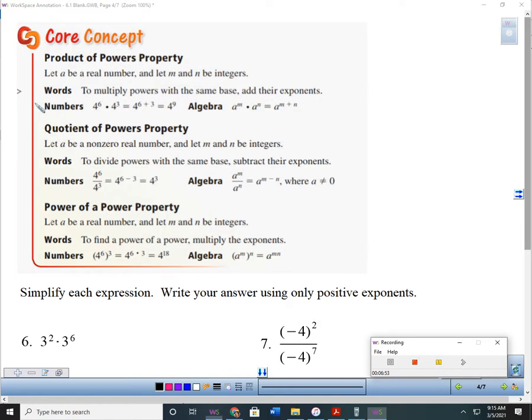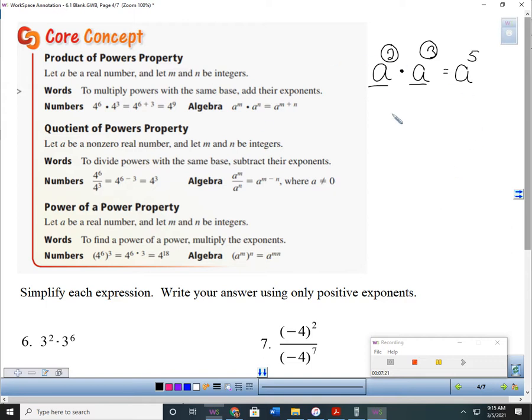So we have a few more properties to talk about. We have the product of powers property. That just says if I've got a to the second and I multiply that times a to the third, then I'm going to keep that base that's the same, and you're going to add these exponents together. So 3 plus 2 gives you 5.